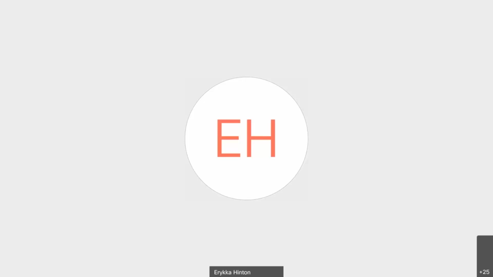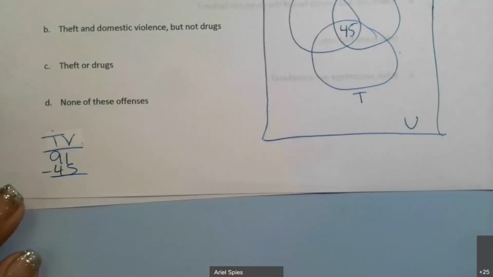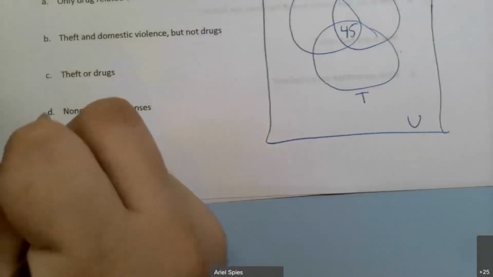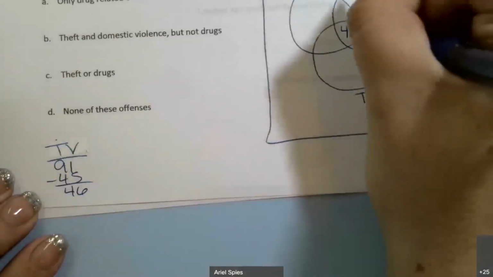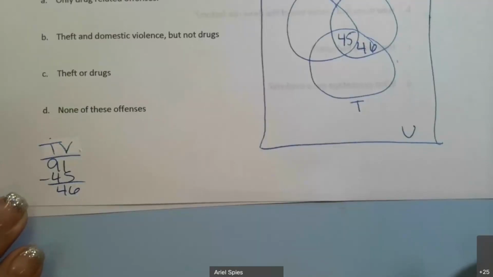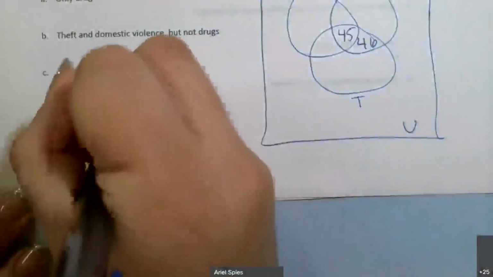So this was 91 minus 45. 46. Yep, 46. So this is going to go in the overlap of theft and domestic violence. And then I want to do the same thing for, what's the next one? 111 for drugs and domestic violence.